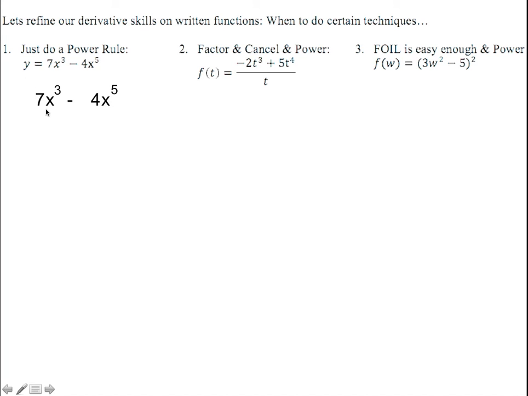Okay, so here's the explanation for question 1. Question 1 is a polynomial. It's a binomial because it's 2 terms. So we're going to need the power rule here. So we're going to bring the 3 down, multiply it by the 7, make a 21, reduce the power to a 2. Minus sign stays where it is. We're going to bring the 5 down, change that to a 20, reduce the power to 4. So here's the derivative.